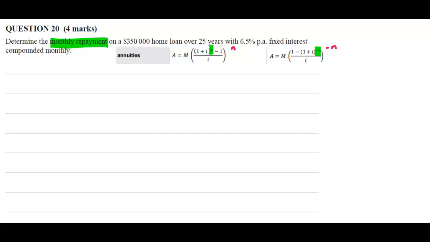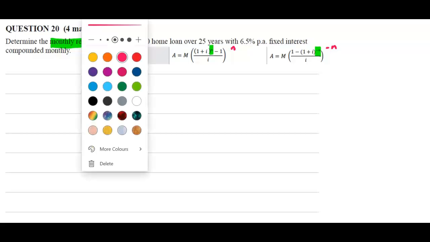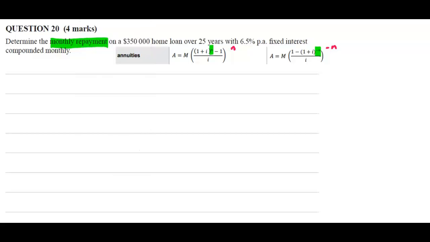All right, so in this scenario, I've borrowed money. In fact, I've borrowed $350,000 and I'm trying to pay that off over a period of time. So I am going to go with the second choice here. All right, A equals M, bracket 1 minus, bracket 1 plus i, bracket to the power of negative n, all over i. Now, in order to use this formula, we need to verify our variables.